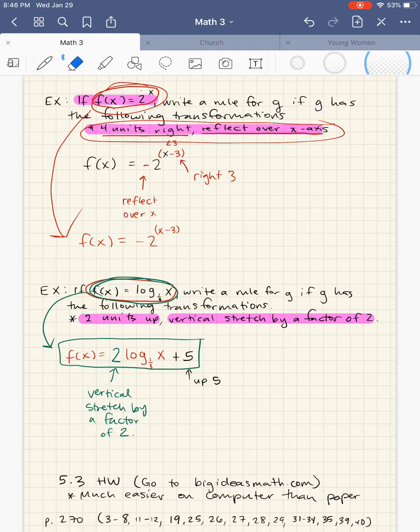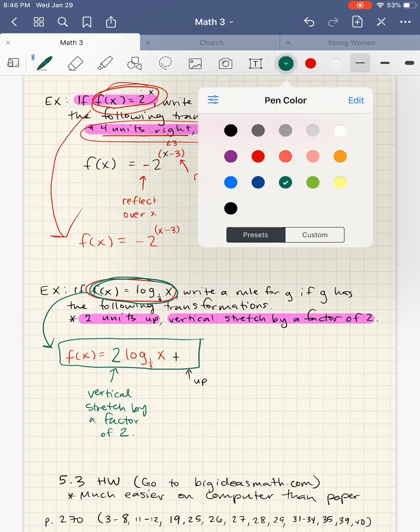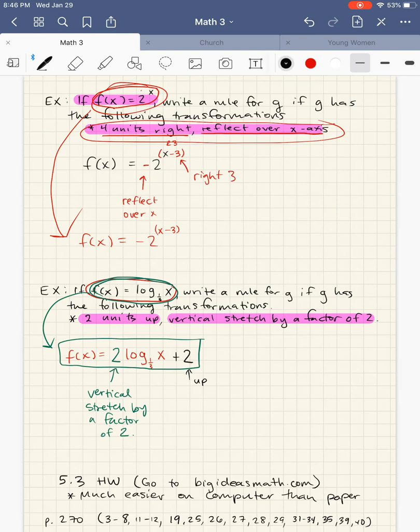Why did I write up 5? Hold on. I think that was supposed to be up 2. My bad. Turns out making videos is a little harder than it seems. So this is up 2, and this one's a vertical stretch by a factor of 2.